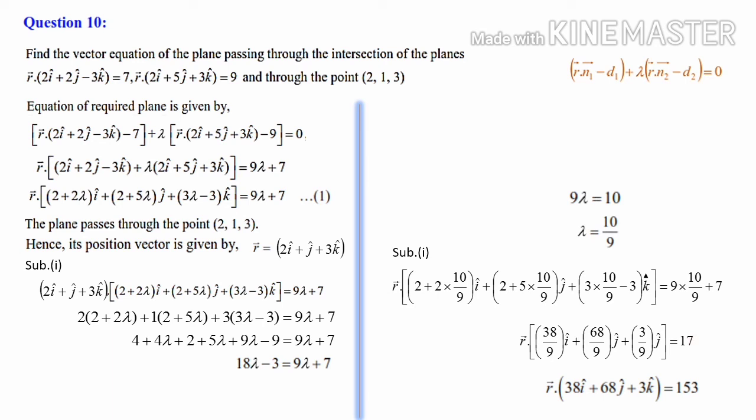Then after doing the calculation, we take 9 as the common LCM and multiply this 9 with 17. So we get the answer as r dot (38 i cap + 68 j cap + 3 k cap) equal to 17 into 9, that is 153. So this is the required equation of the plane.